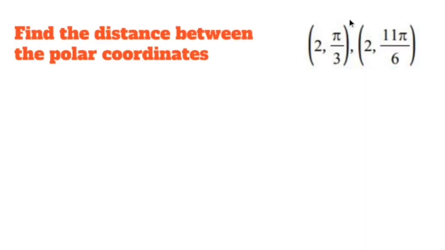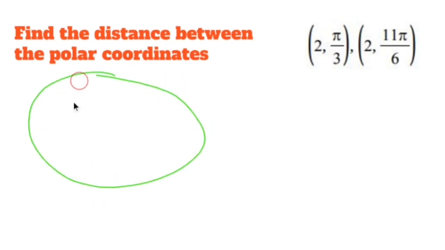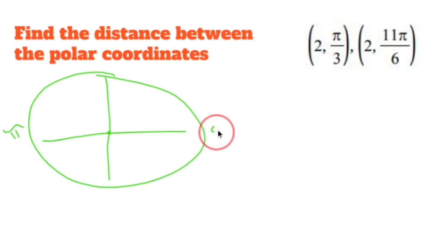Find the distance between these two polar coordinates right here. All right, before we do too much, let's try to draw these out in a very basic way. So I'm drawing myself a polar plane, not pretty at all. There's pi, there's 0. Pi over 3 would be somewhere around here. So let's just say that this is 2. They're both 2, so that makes life a little easy.